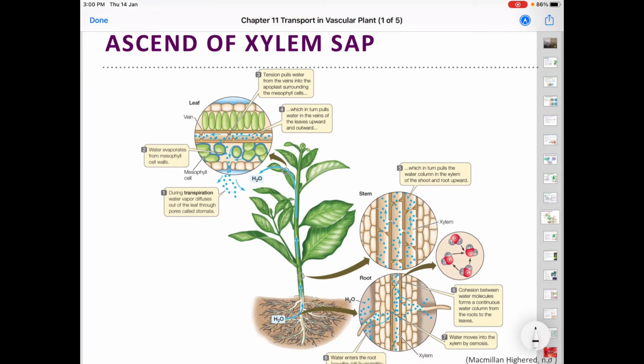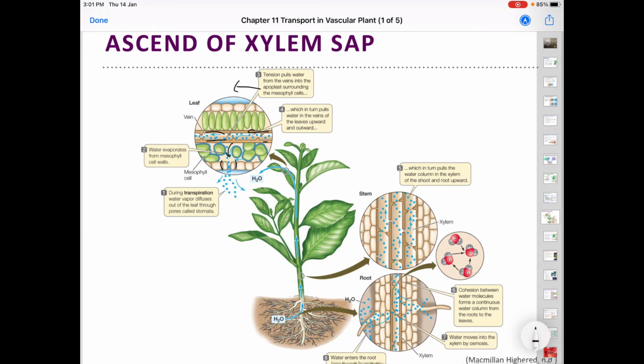Okay, so this is another explanation. During transpiration, the water vapor diffuses out of the leaf through the pores of the stomata. Water evaporates from the mesophyll cells. Before it passes through the stomata, it must pass through the mesophyll first. So this is the vein of the leaf. The tension pulls water from the vein into the apoplast. Okay, remember, where is the apoplast?